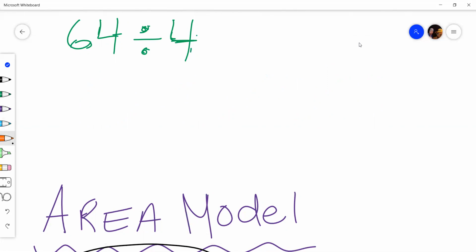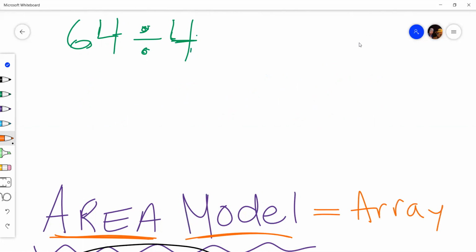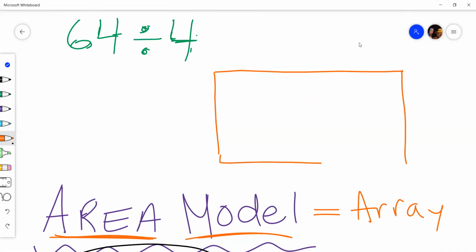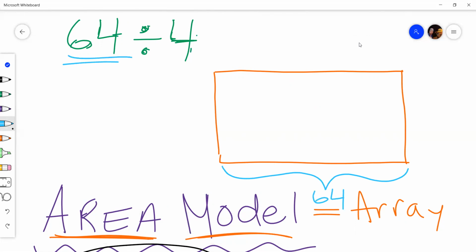Now to use area model, again, if we think about that idea of area and a model, well, then my brain is telling me, oh, I need an array. So what I'm going to do is draw a rectangle because an array is a rectangle. And I'm going to think about how I can use this rectangle as a model to help me solve. What I'm going to do is consider this whole rectangle 64, right? Because that's the number.